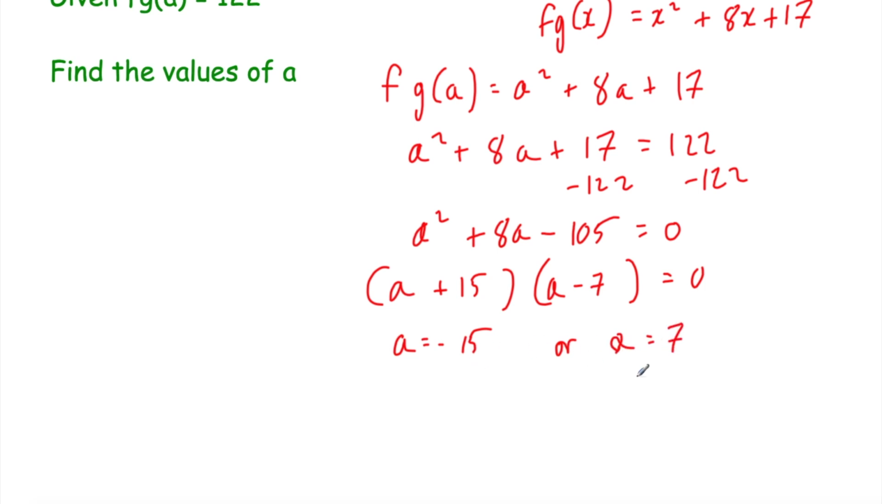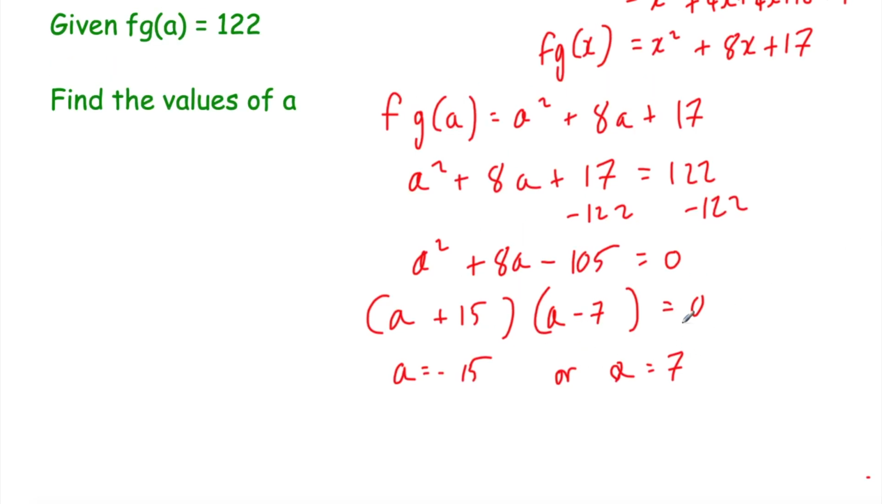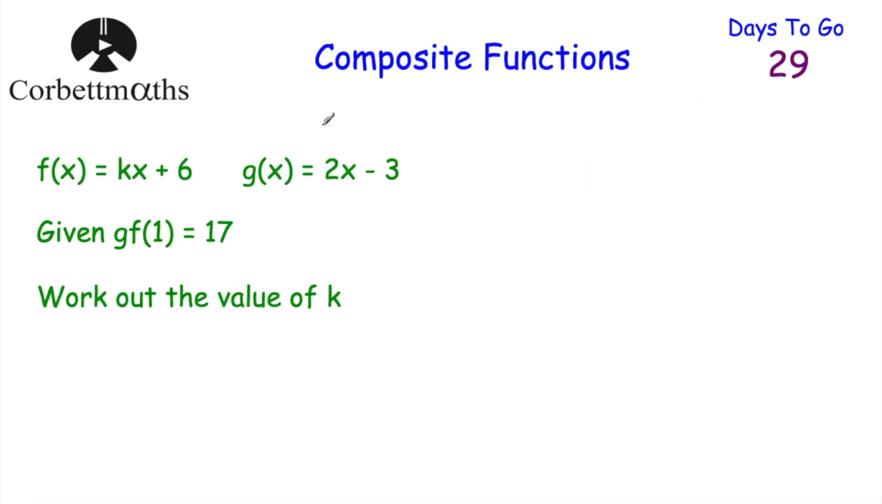And that's it. We've found our values for a: either a is equal to negative 15 or a is equal to 7. There are our values for a. And if you got those, well done. Okay, let's have a look at another question.